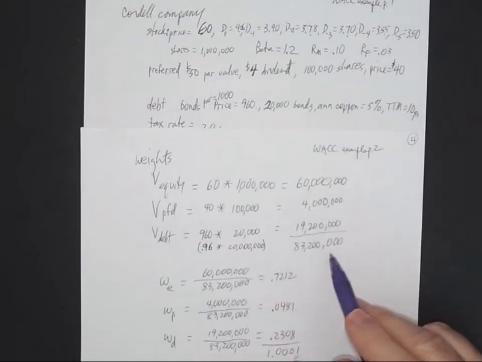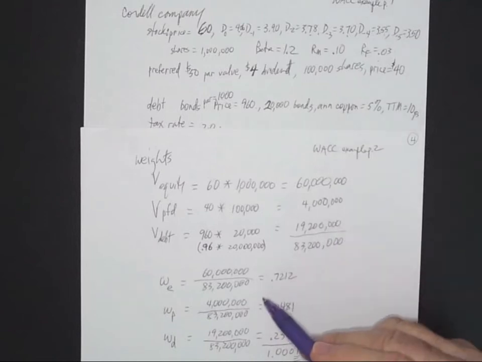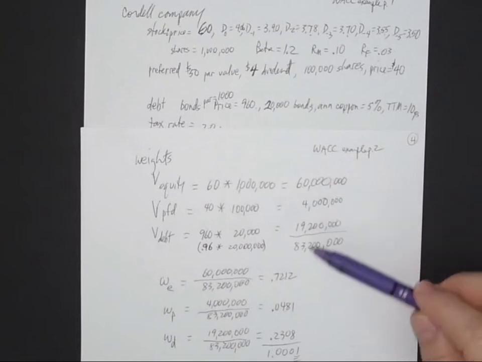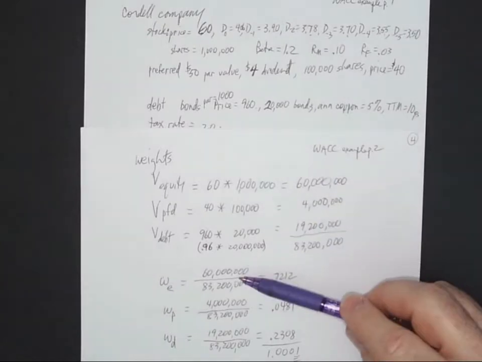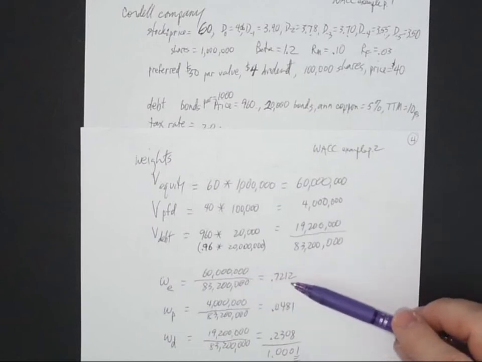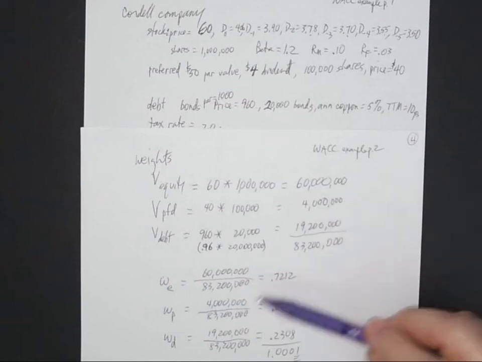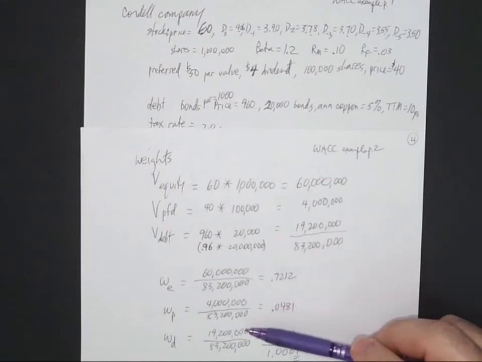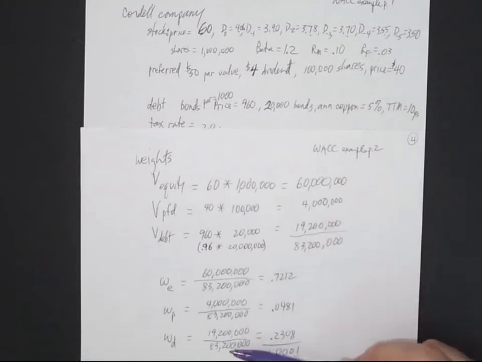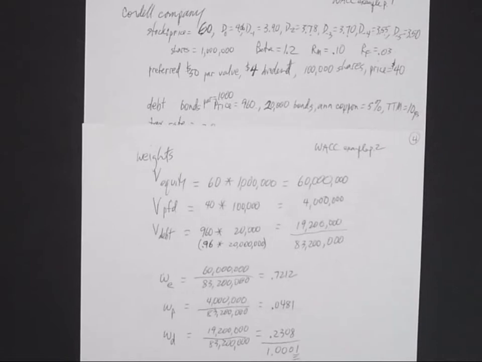Well, here's the sum of all three of these, and so the weights would be 60 million over 83.2, and that's 72.12%, and 4 million over 83.2 million, and that's 4.81%, and finally 19.2 over 83.2, and that's 23.08%. This comes off a little bit just because of rounding error, and it's nothing to worry about.